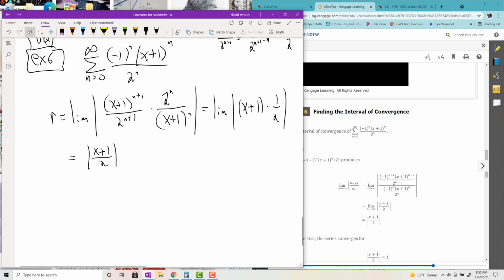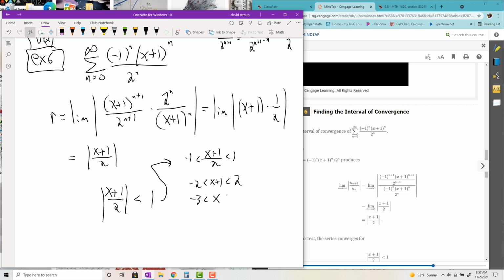So the ratio test says the series is convergent when that R value, which in our case is x plus 1 all over 2, is less than 1. You could rewrite that as a compound inequality: x plus 1 over 2 less than 1, greater than -1. Multiply everything by 2: -2 is less than x plus 1, less than 2. Subtract 1 from all three sides: -3 is less than x, less than 1. And that'll give you your radius of convergence.